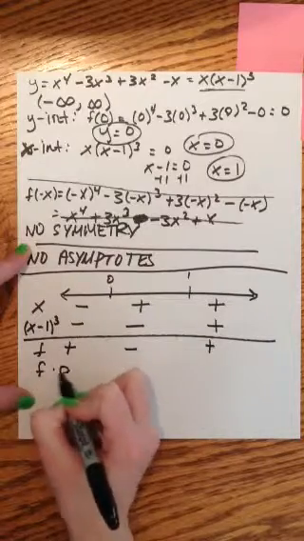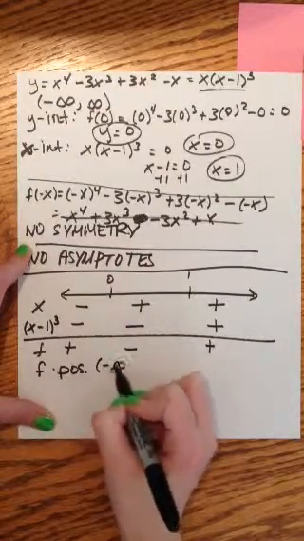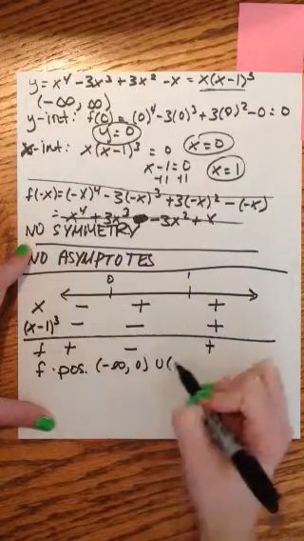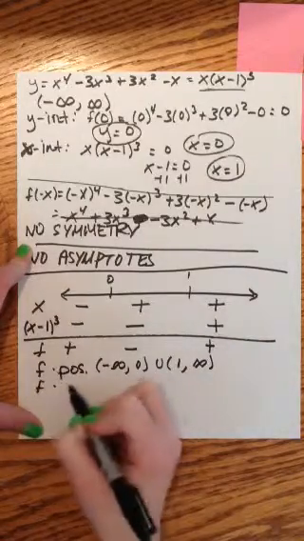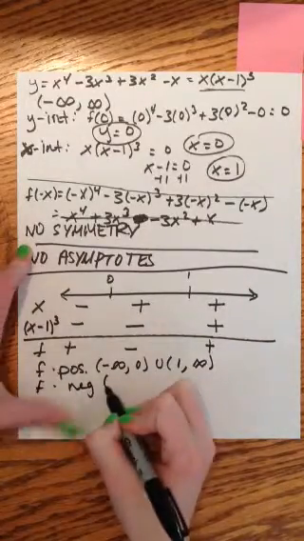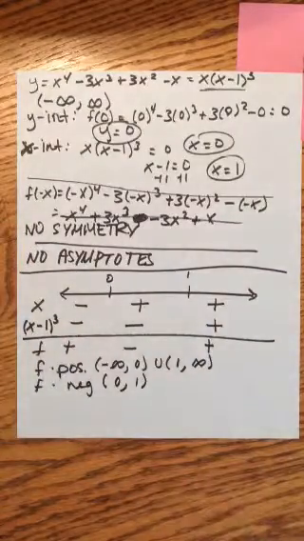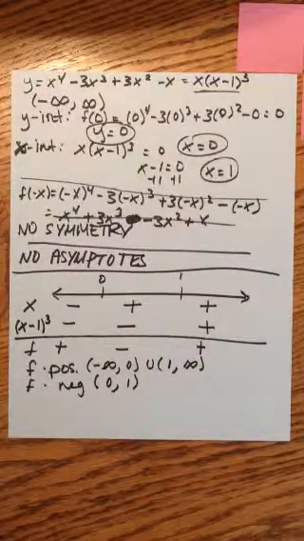So f is positive from negative infinity to 0, and from 1 to infinity. Then f is negative from 0 to 1. So that's how you find where f is positive and where f is negative.